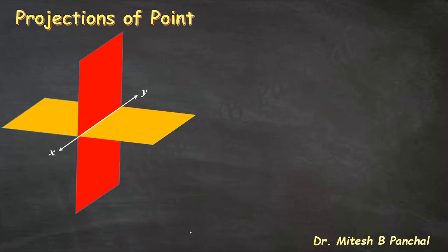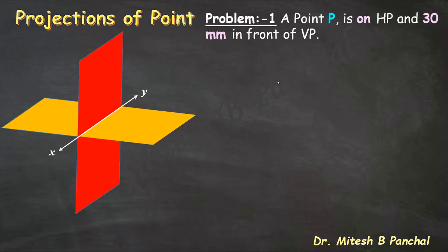Now, starting with the problem, the first problem is that a point P is on HP and 30 mm in front of VP. This is the problem statement, and you have to draw its projections. So, this problem is demonstrated like this. Here you can see that point P is on HP. This yellow plane is the HP. This red plane is the VP, and position of this point P from VP is 30 mm.